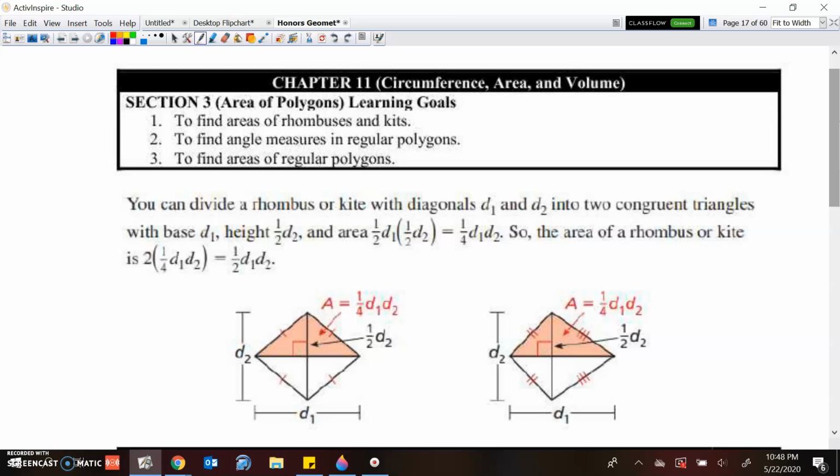So if someone asks you off the top of your head the formula for area of a rhombus, I don't know that many people know it, or a kite. So let's see where it comes from. First of all, let's see how they have this kind of bolded in red. Let's find the area of just this triangle.